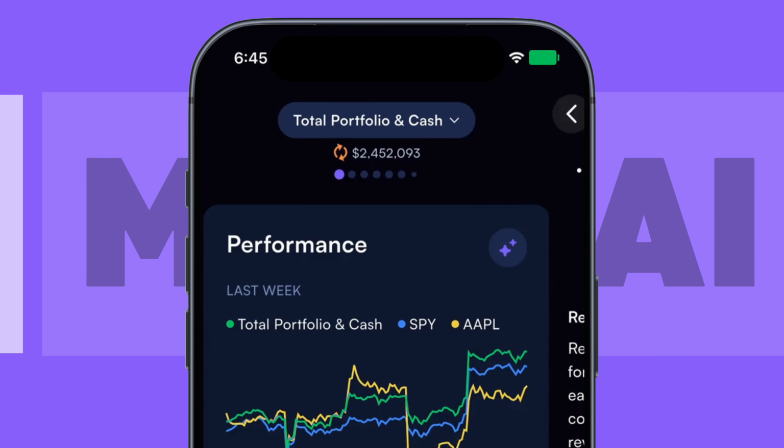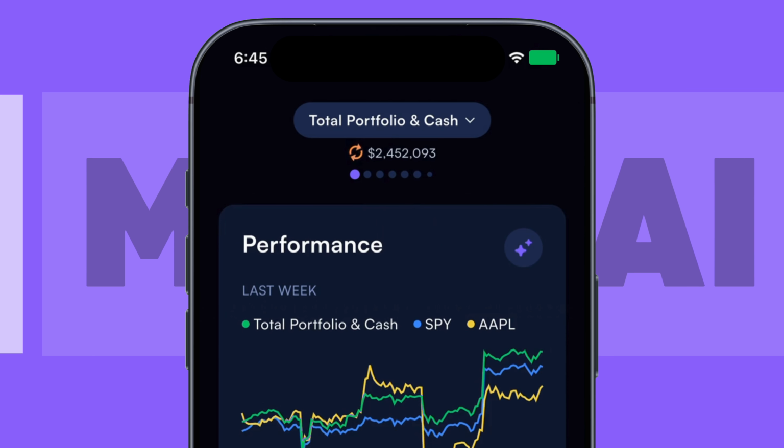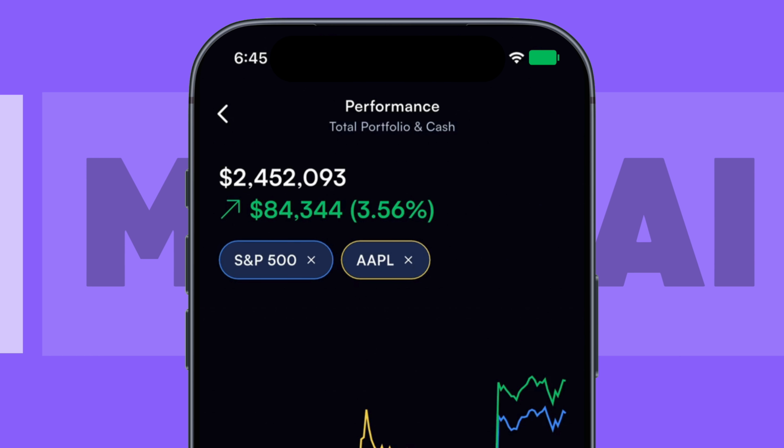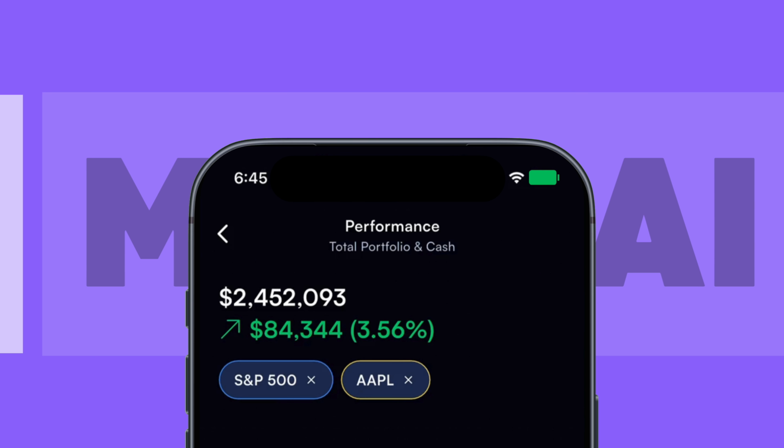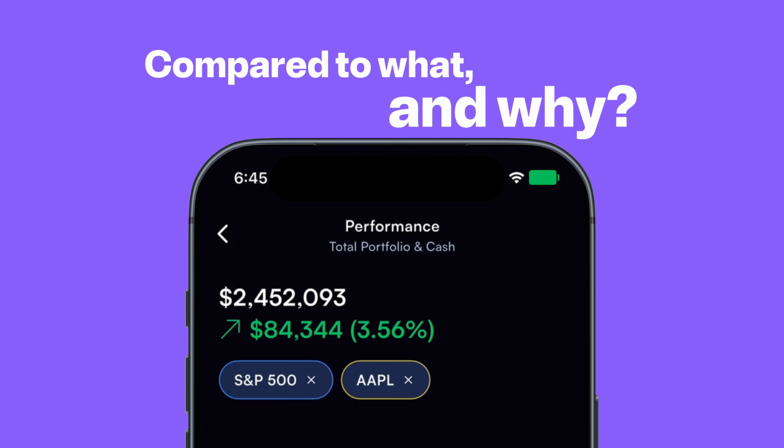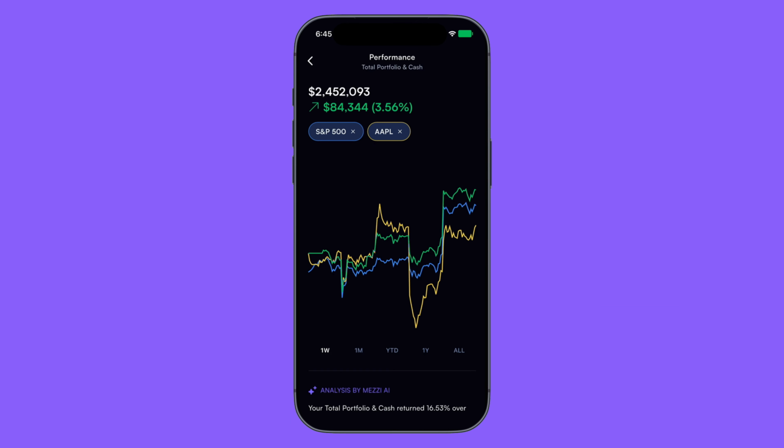And importantly, it connects those insights back to your actual holdings, not assumptions, not averages, your real data. So instead of asking, is my portfolio doing well? You can ask, compared to what and why? That's the difference between tracking performance and understanding it.